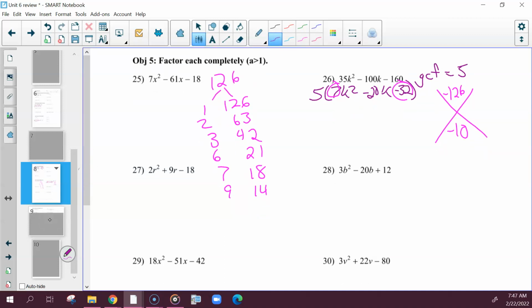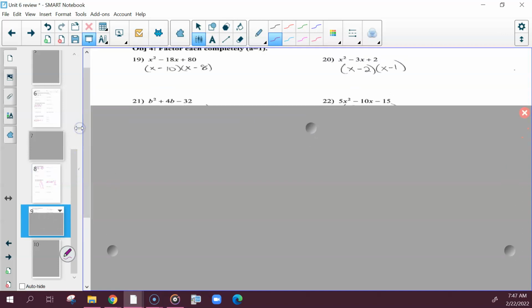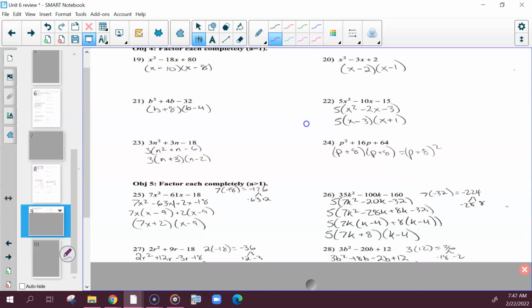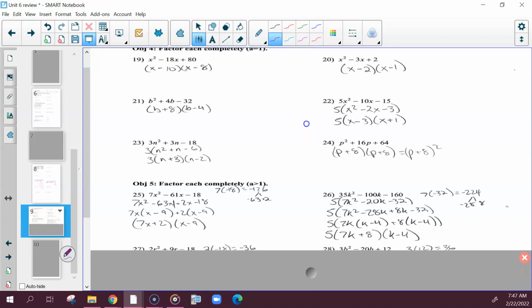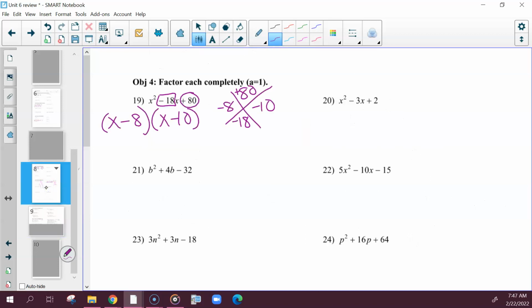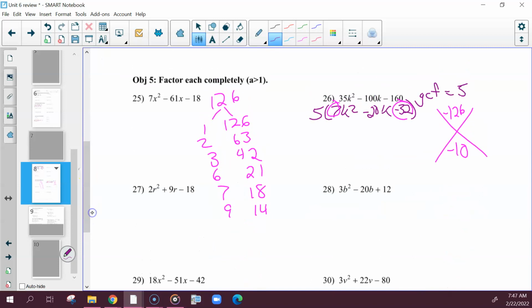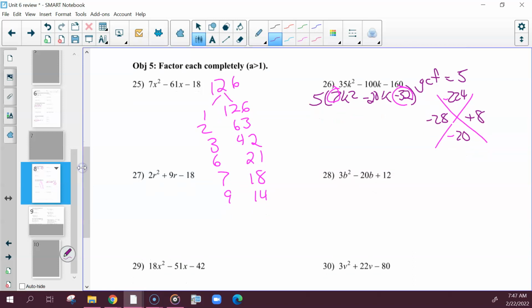Okay, so this should have been negative 224 and 28 and 8. So we'll just fix that. There we go. Now we have our numbers. So once you have your numbers, you're going to split your middle.